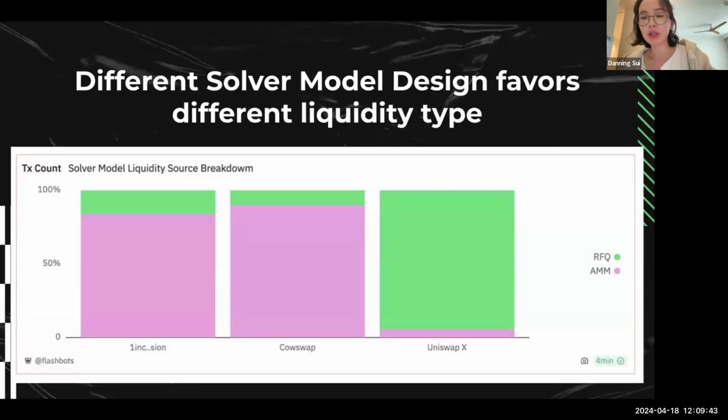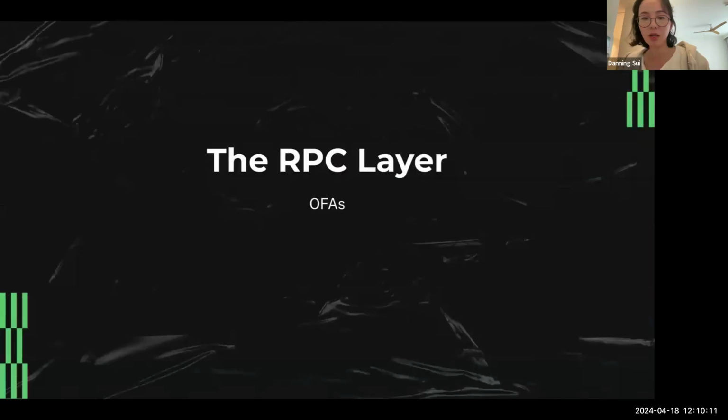So one conclusion to mention is that, as we saw in the liquidity distribution charts earlier, the Sankeys, different solver models are designed to serve or favor different liquidity types. For 1inch and CowSwap, a lot of the solvers are smaller entities checking the AMM liquidity and trying to win on their sophistication in routing, while UniswapX is really designed to integrate RFQ liquidities.